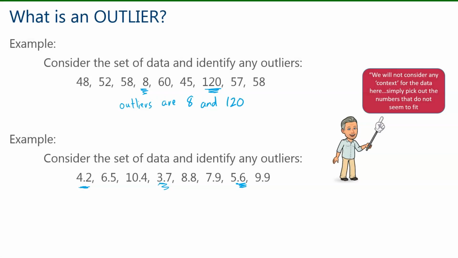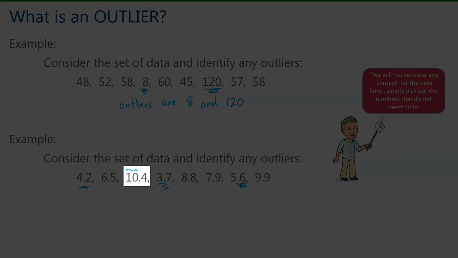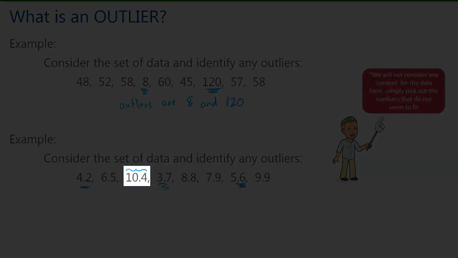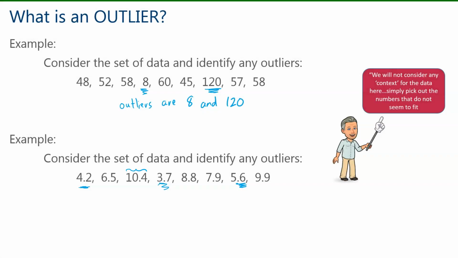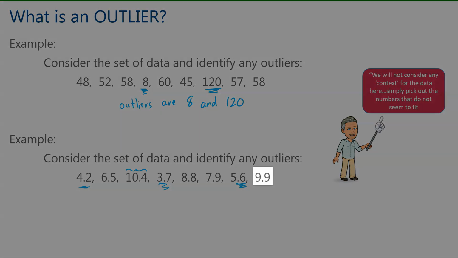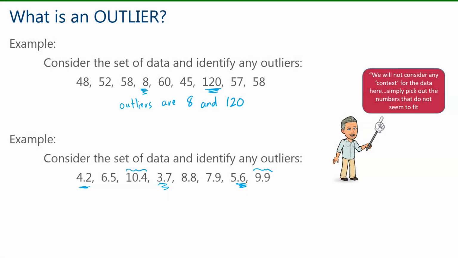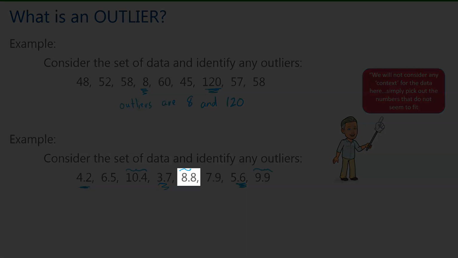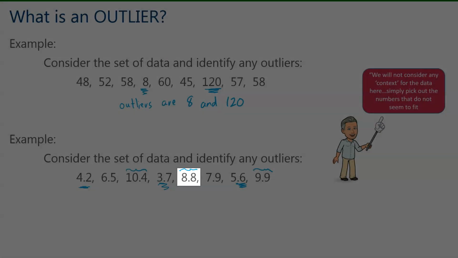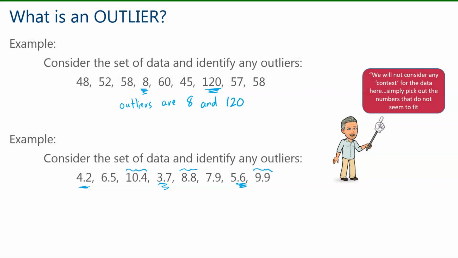Similarly, if we were to look at the largest data value in this set, 10.4, is that significantly different from all the other pieces of data? Once again, the answer is no, because 9.9 is pretty close to 10.4, and then 8.8 is pretty close to 9.9. Bottom line, there are no pieces of data here that are significantly different than the rest. Therefore, no outliers.